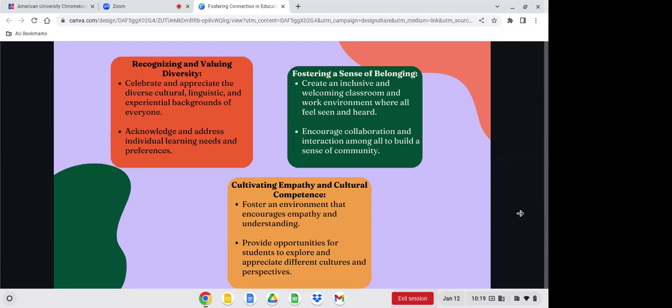Now, not everybody's going to feel like they belong, especially if it's a large classroom. But with that, how does it look? How does it sound? How does it feel for you? If you've ever been in a large classroom, what did your professor do for you in that instant that made you feel like you belonged there?